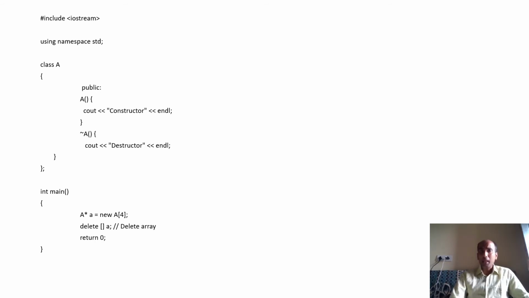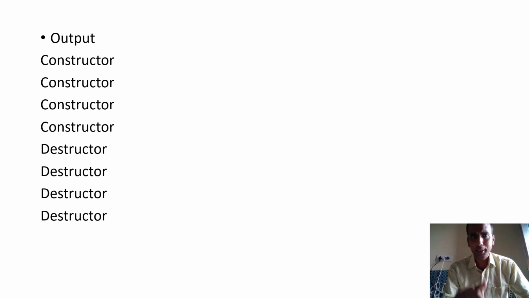So let's see what will be the output. 4 objects are created, so 4 times the constructor will be called, and when you go out of the program, 4 times the destructor will be called. You are seeing constructor, constructor, constructor, constructor, and when you come out of the program, the destructor is called 4 times: destructor, destructor, destructor, destructor.